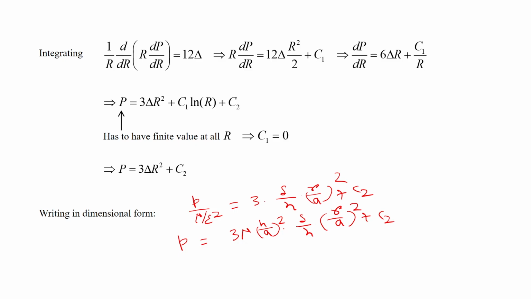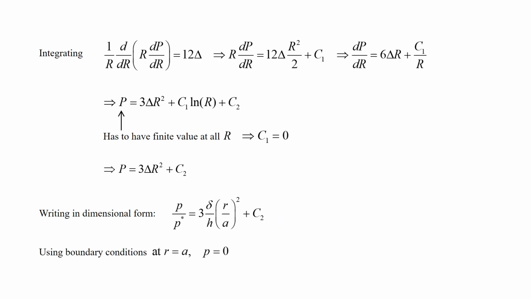So, 3 delta r square is r by a, and p star is mu by epsilon square. So, let me write mu properly, mu by epsilon square. So, here therefore, p is equal to this. Now, p will actually be equal to 0 at r is equal to a. So, from there we will get C 2.